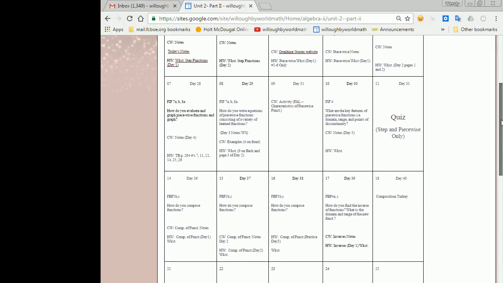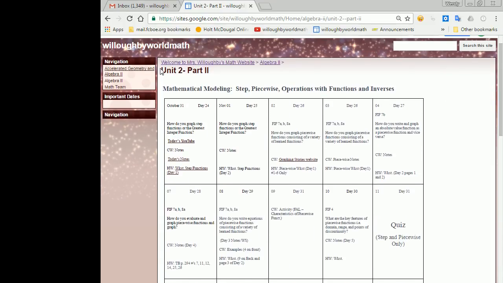Okay, so we just talked about how we're in our last part of this semester. We're starting part 2 of Unit 2. So, big picture idea, we're going to finish up step functions today. We're going to look at piecewise functions for several days. And then next Friday we have a quiz.